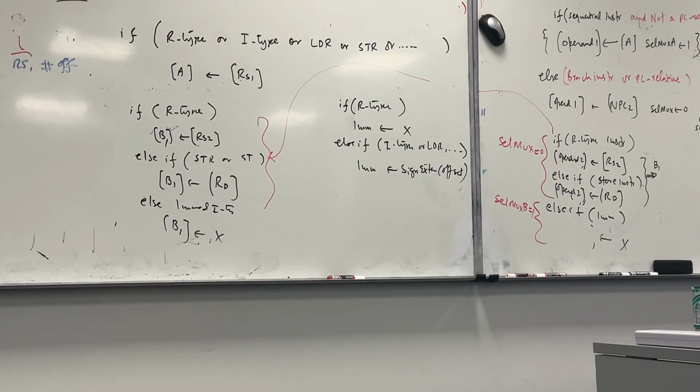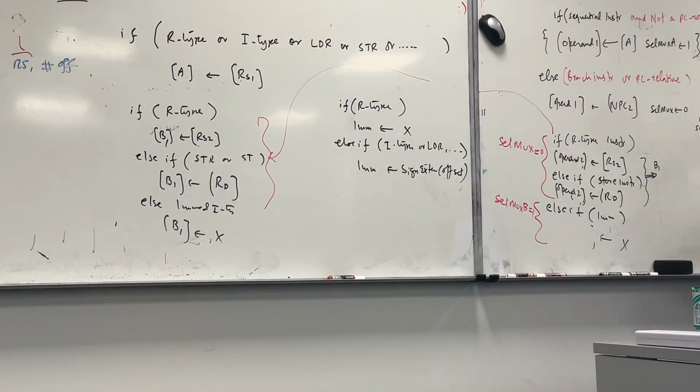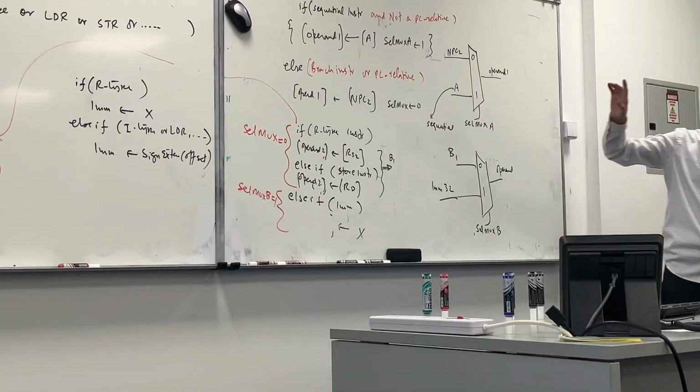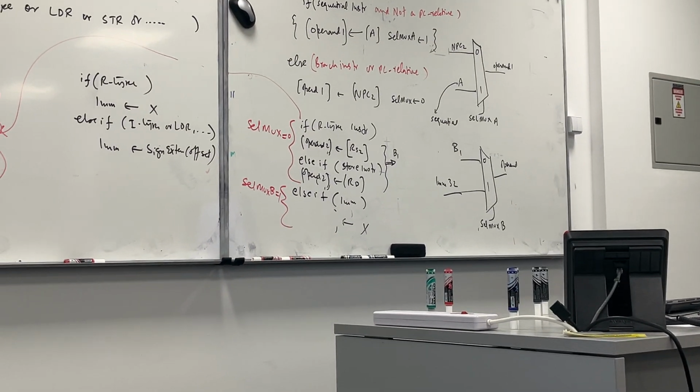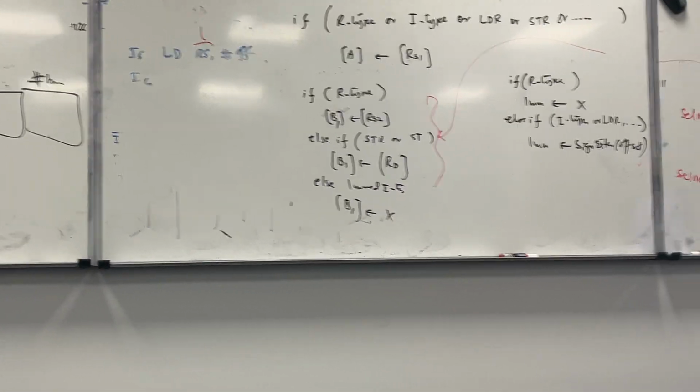Got it or not got it? Okay, now we have operand 1 and operand 2. This is done. But now we need to compute what? ALU out 1 or ALU out 2? ALU out 2. What will be the value of ALU out 1?